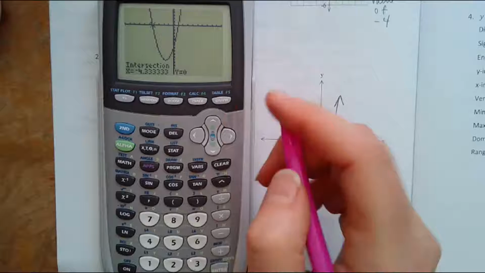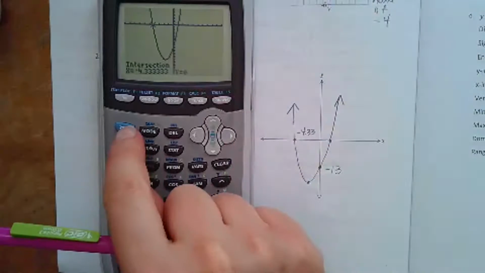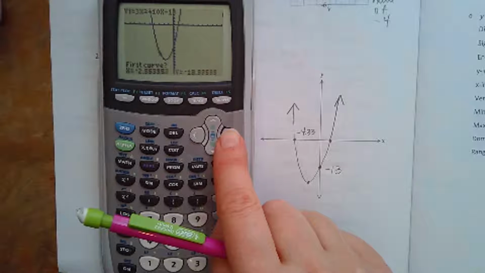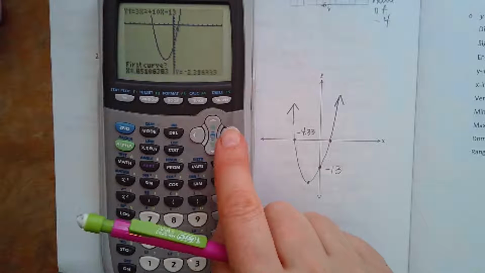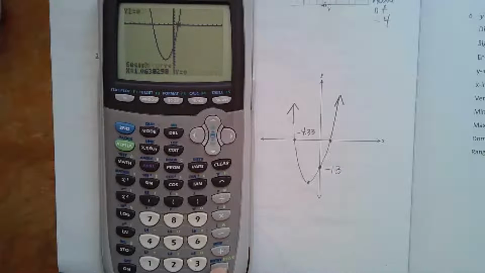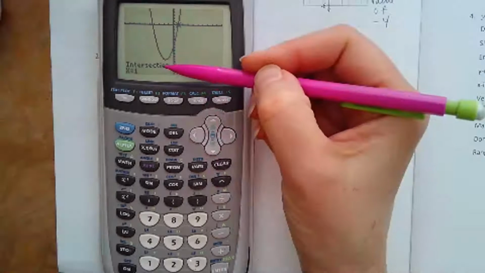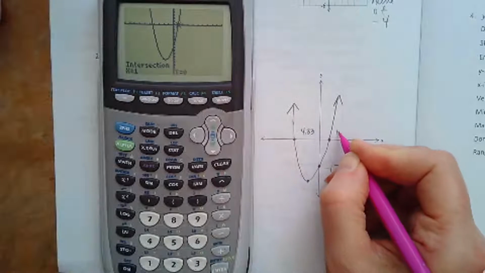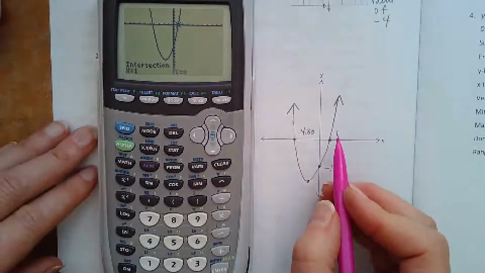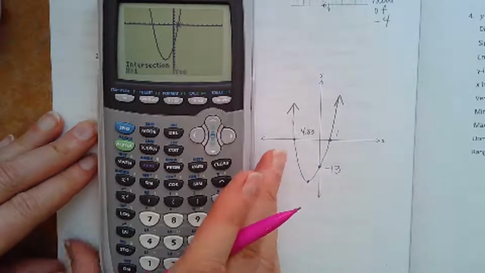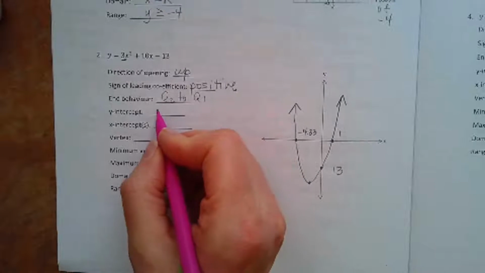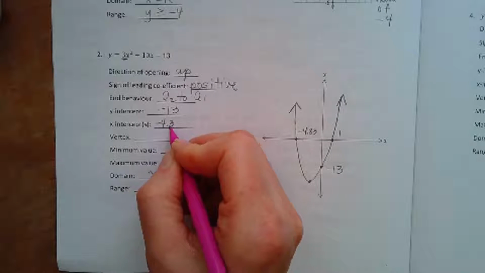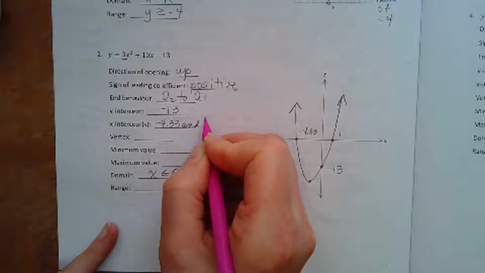I'm going to do the same for this x-intercept, second trace, number 5. Enter, enter, enter. So I get the intersection word again. I get 1 and 0. So my second x-intercept is 1. So let's record that data. Y-intercept negative 13, x-intercepts negative 4.33 and 1.